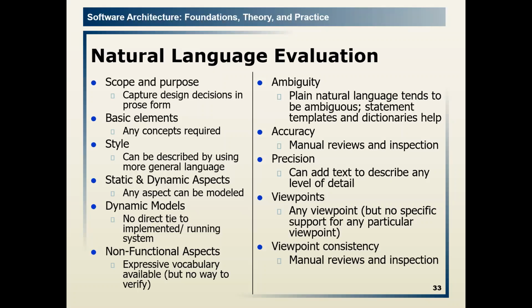But you have to really appreciate how natural language helps us include more high-level design decisions. The scope and the purpose of natural language is to capture the design decisions in prose form. Prose is text, in a descriptive form. It will have more details than the diagrams, right? So compared with the UML diagram, here you can include all the details, right? So the scope and purpose is to capture the decisions in prose form.